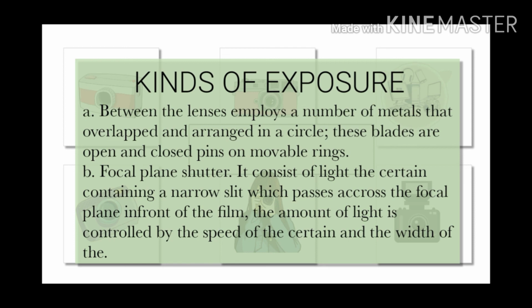It consists of a curtain containing a narrow slit which passes across the focal plane in front of the film. The amount of light is controlled by the speed of the curtain and the width of the slit. So, yung focal plane shutter naman parang mag-blur siya sa likod. Yung parang nakafocus lang siya sa subject mo. And, kung yung subject mo ay madilim, magiging maliwanag yun. Kung gaano kataas o kababa yung light na gugustuhin o makakapture ng camera mo.